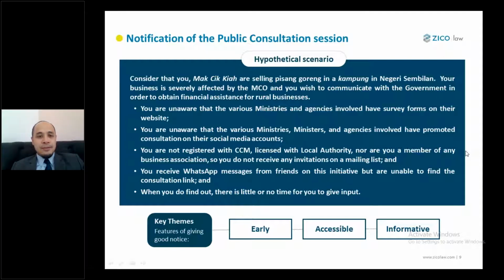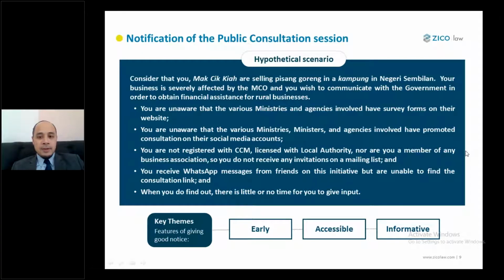As you can see, Makcik Kia really wants to be consulted. She's having financial problems. She can't operate, and she is a relevant stakeholder. But the question is, why hasn't the notice reached her yet? So for one, if we talk about the themes, the consultation method here is arguably not wide enough to reach her or accessible to her. Yes, online consultation is always encouraged, but if we look at the public consultation procedures handbook, you need to be wary of your audience.